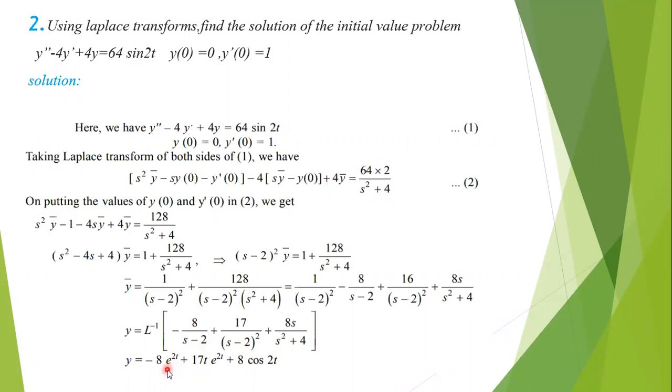Laplace inverse of 1 upon s minus 2 is e raised to 2t. Plus 17 take outside. First we use the first shifting theorem. Then Laplace inverse of 1 upon s square is t. Similarly, the next 8 take outside. So Laplace inverse of s upon s square plus 4 is cos 2t. This is the desired result.